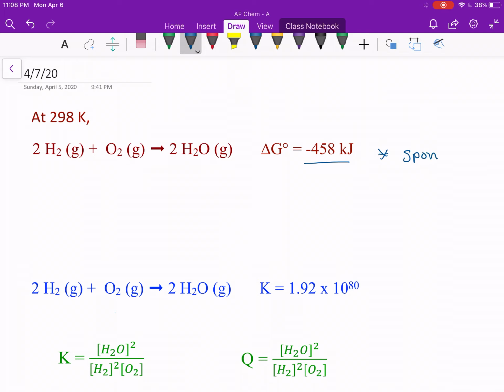Right. And if we look at the same reaction, we can see that it has a K value of 1.92 times 10 to the 80th. In this case, K is also a lot greater than 1. And what we learned in equilibrium is that we would say that the forward process is favored.